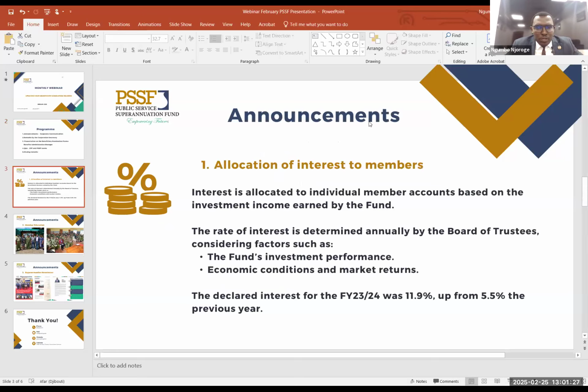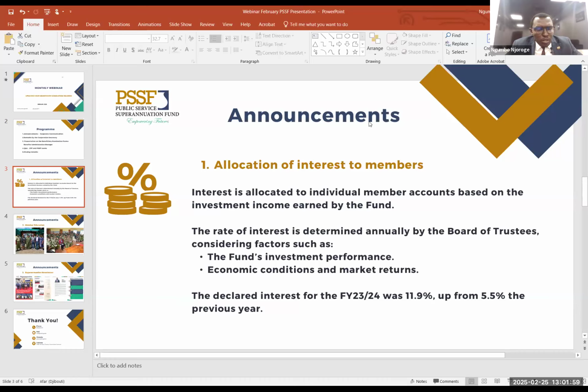So the first announcement is on allocation of interest to members. I know that, members, you are aware that we had our third annual general meeting on the 11th of December at the KICC. During that AGM, the Board of Trustees declared interest for the financial year 2023-2024, which was 11.9%, up from 5% the previous financial year. So this is just to inform you that the interest has been allocated to all the members.